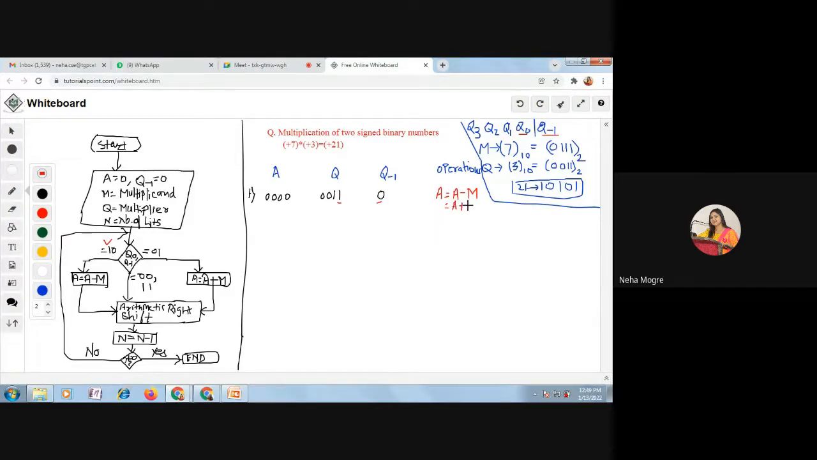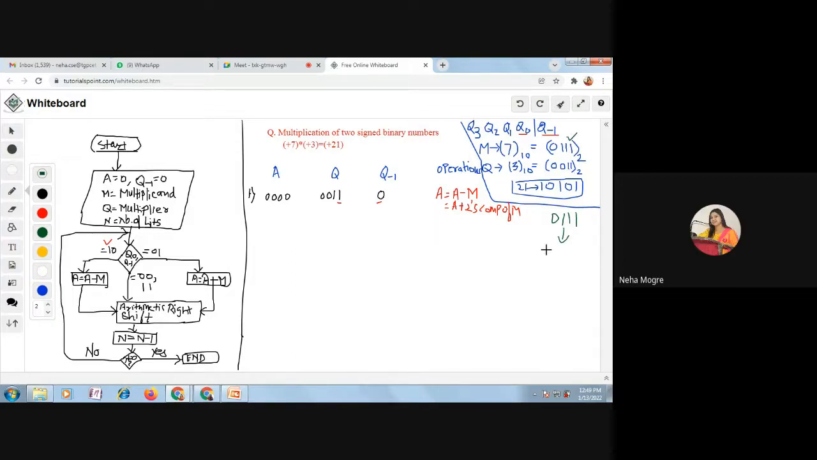A equals A minus M, which I can also write as A plus 2's complement of M. Yes or no? We will find the 2's complement of M, add it with the value of A, and the result will be stored in A. Either way the answer will be the same. I am working out the value of M in rough work here. The value of M is 0, 1, 1, 1. Right?